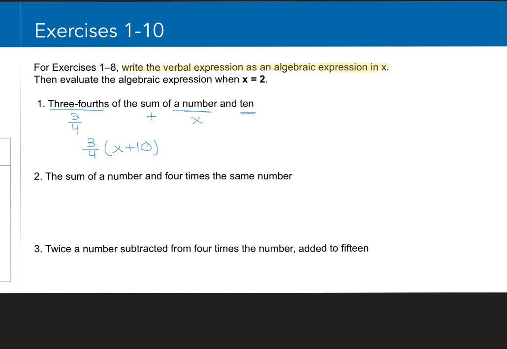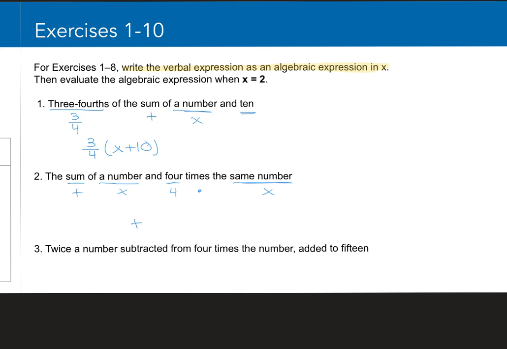All right. For number 2, we have the sum of a number and 4 times the same number. So again, we know we have addition. We have a number, which is going to represent x. We have 4, and that's being multiplied by the same number. So anytime you see the same number, whatever variable you pick to represent the unknown, you're going to use that variable again.